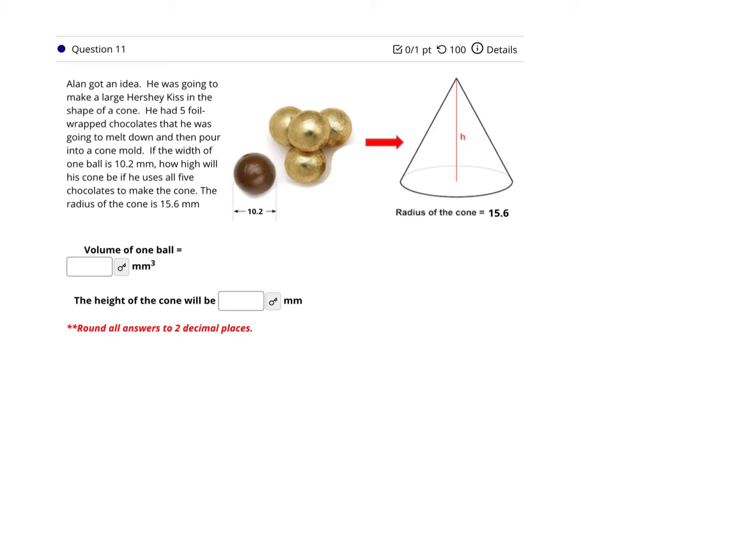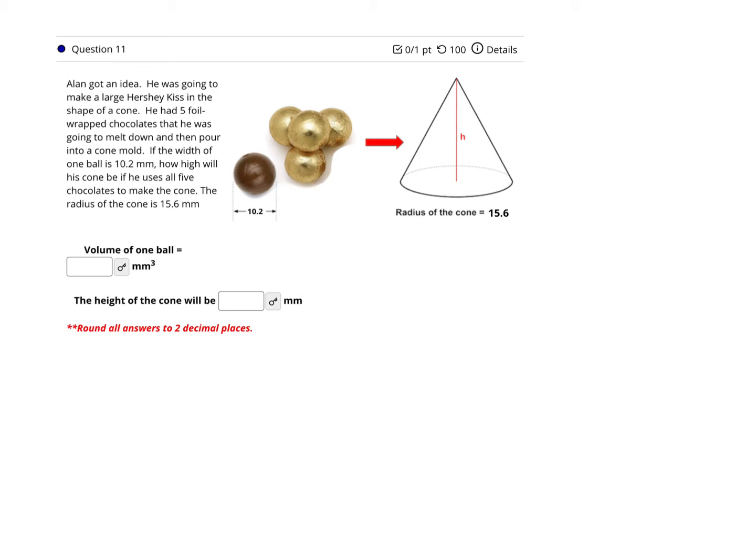Hello, Mr. Geislart here, and we're going to take a look at number 11 from the remediation for chapter 10-11. It says, Alan got an idea. He was going to make a large Hershey Kiss in the shape of a cone. He had 5 foil-wrapped chocolates that he was going to melt down and then pour into a cone mold.